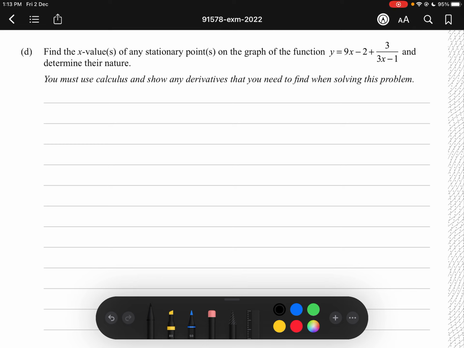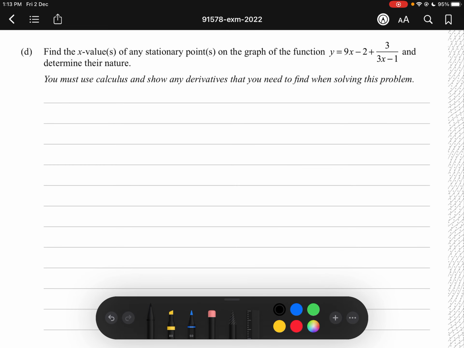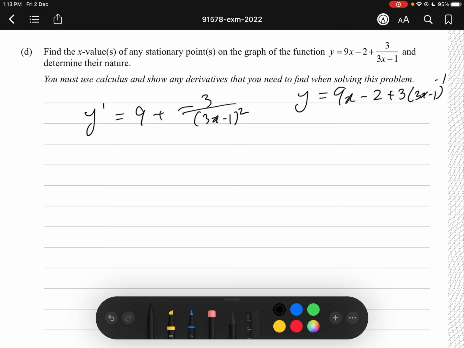Alright, brilliant. So let's have a look at y equals 9x minus 2 plus 3 on (3x minus 1). The derivative is y dash equals 9 plus, in this case, negative 3 over (3x minus 1) squared. I did that quite quickly. If you were to do it slowly, you might rewrite y equals 9x minus 2 plus 3 times (3x minus 1) to the power of negative 1, and you can just use the power rule for all of these cases.